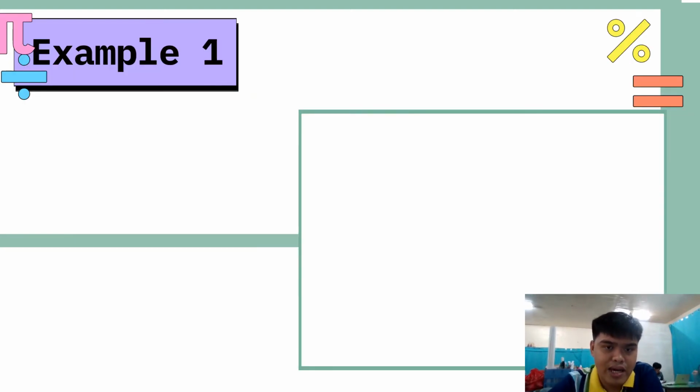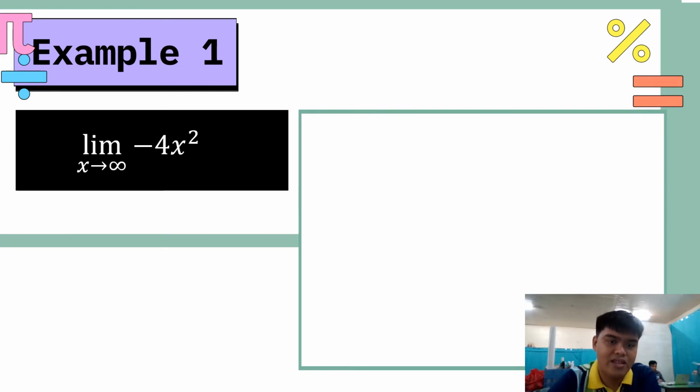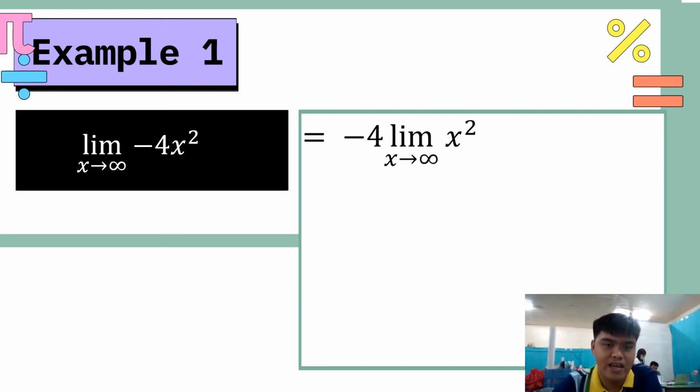Now we start with example number 1. We find the limit of negative 4x squared as x approaches infinity. By the third theorem on limits, we can factor out negative 4 as a coefficient of the limit expression. It becomes negative 4 limit of x squared as x approaches infinity. We can substitute the infinite value directly.